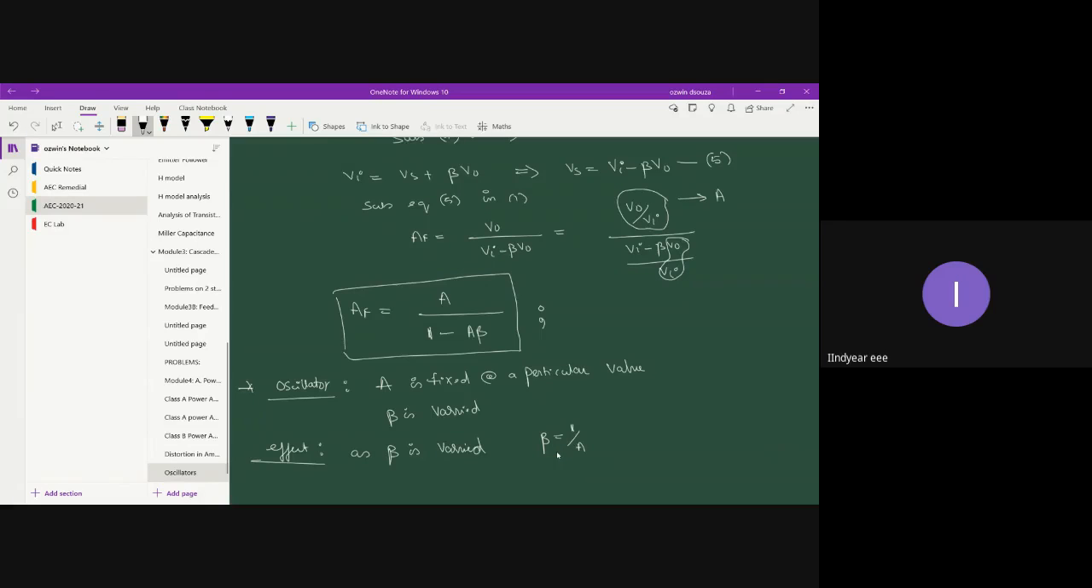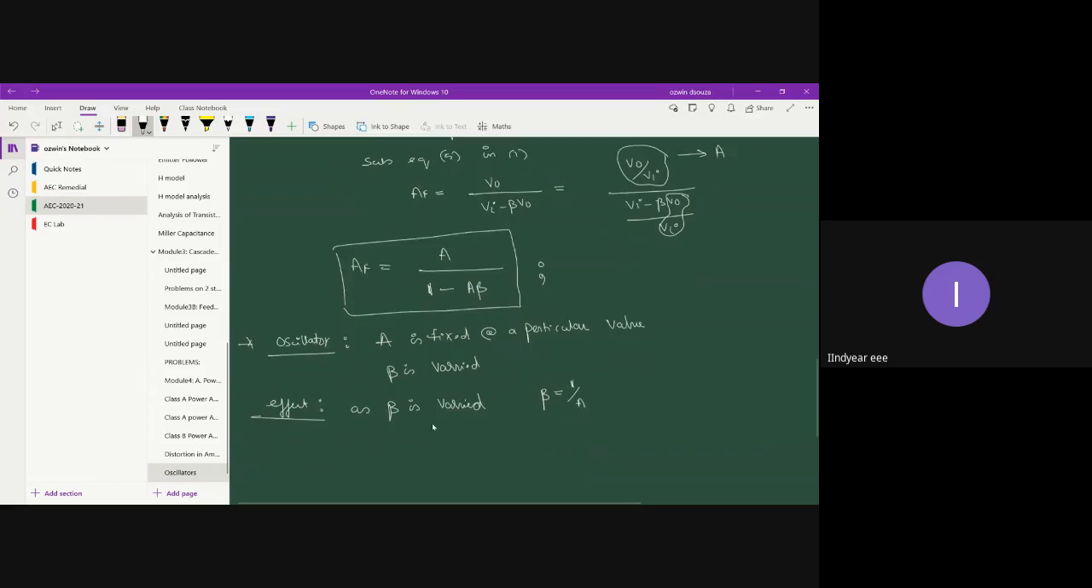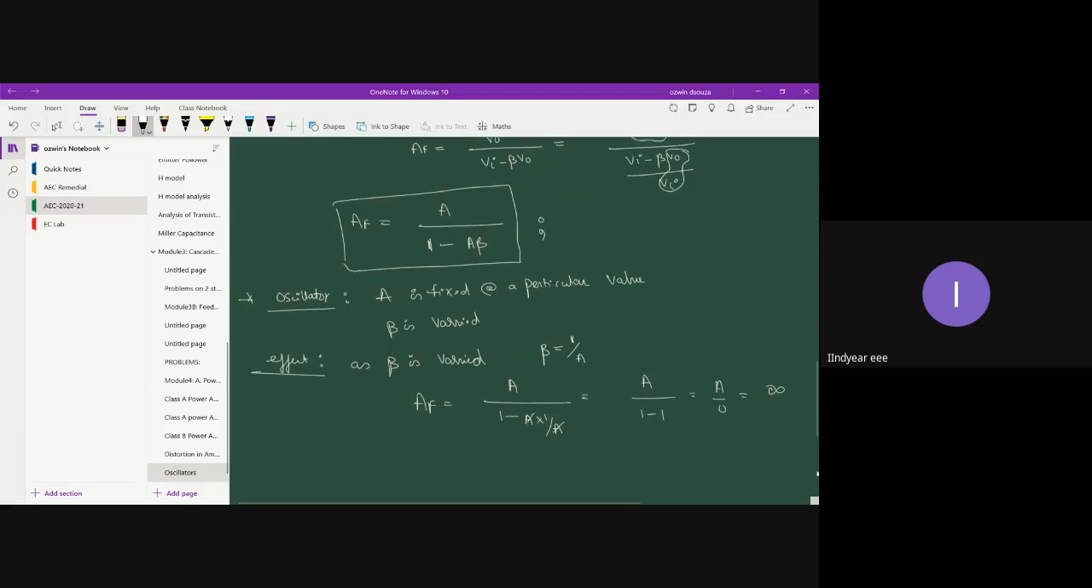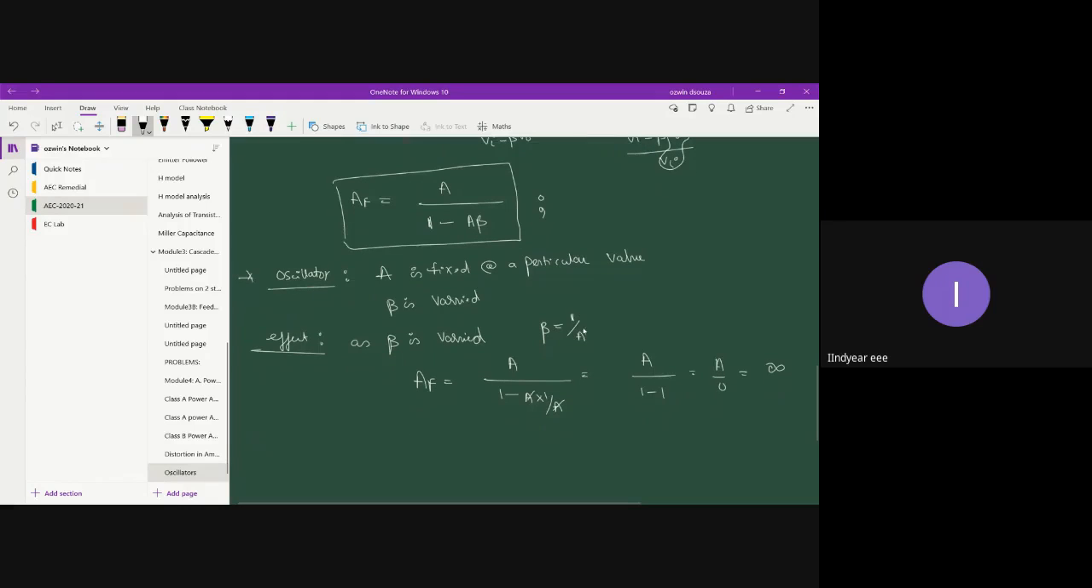At beta equal to 1 by A, your overall gain AF becomes A divided by 1 minus A into beta. Beta is 1 by A, so A gets cancelled, and you are left with A divided by 1 minus 1, that is A by 0, or infinity. So AF is equal to infinity, which is basically the condition for oscillations. If you cross multiply this condition, you get A beta is equal to 1.